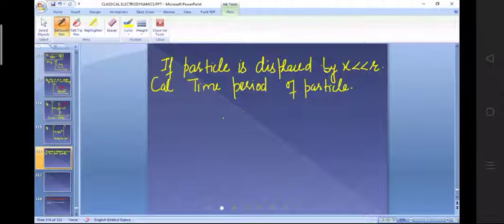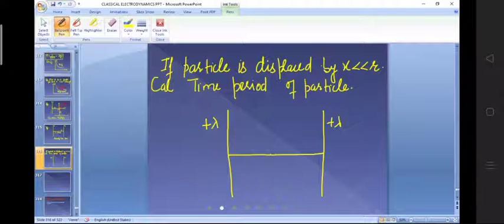So the problem is like this. Here is plus lambda and here is another plus lambda. Initially the charged particle q was at this central position. Now it is displaced somewhere here by a displacement of x. Obviously this distance will be equal to r minus x, and this distance will be equal to r plus x.